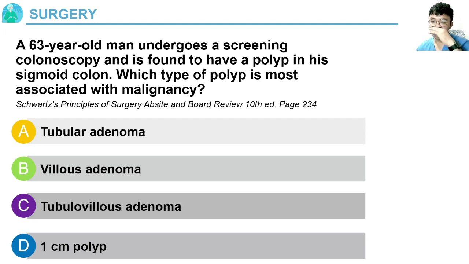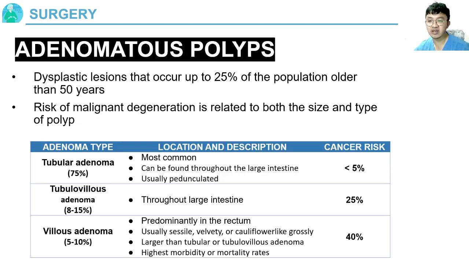So this question is asking for the type of polyp, especially in the colon, which predisposes to malignancy. Usually they identify these pathologically. If you identify a villous adenoma, then you're going to have a high chance of malignancy of approximately 40%. Okay. Adenomatous polyps of your colon are dysplastic lesions that occur in up to 25% of the population older than 50 years of age. The risk of malignant degeneration is related to both the size and the type of polyp.